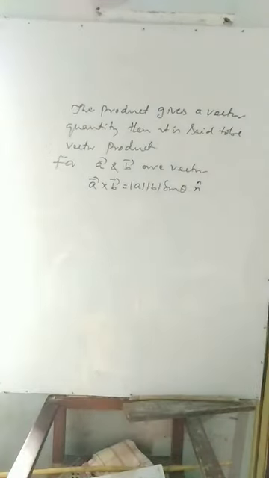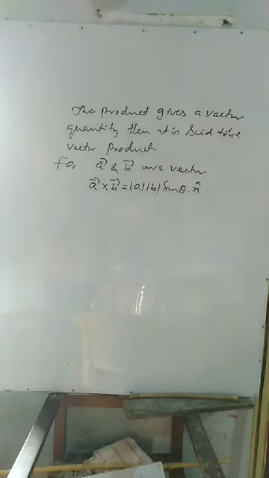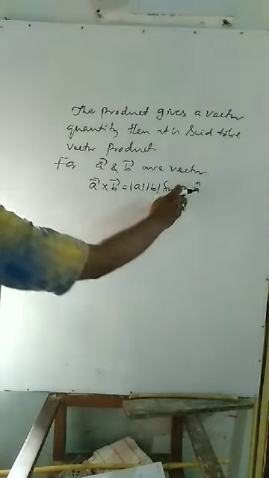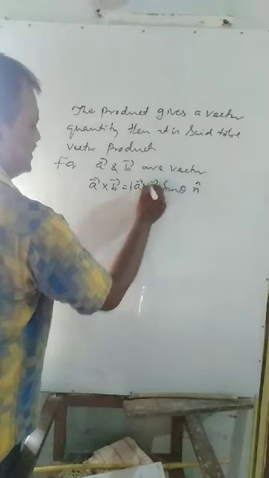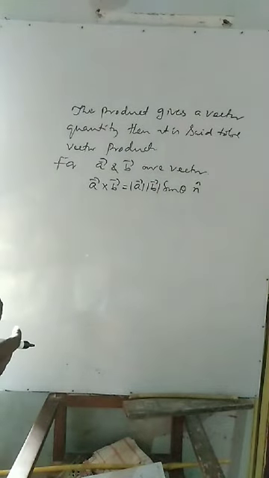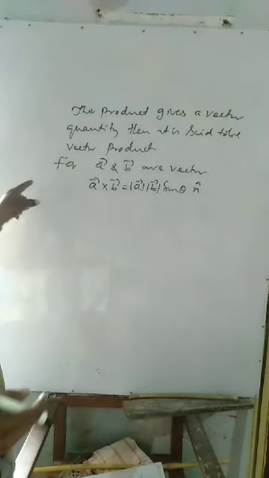So what is the n cap here? From the formula you will get the difference between the dot product and the cross product. In a dot product, A dot B equals A magnitude into B magnitude into cos theta. But in the case of the cross product, A cross B equals A magnitude into B magnitude into sin theta into n cap. What is the n cap? N cap means direction: the unit vector along the direction.